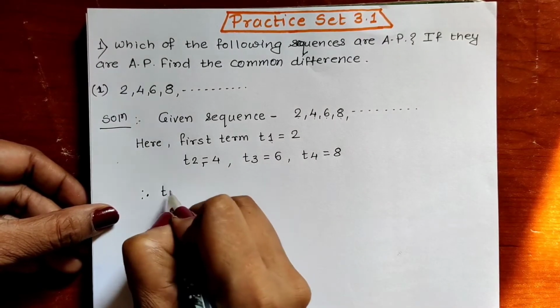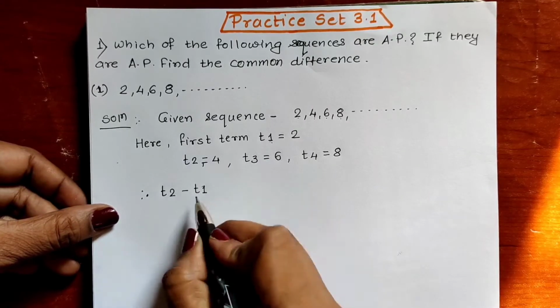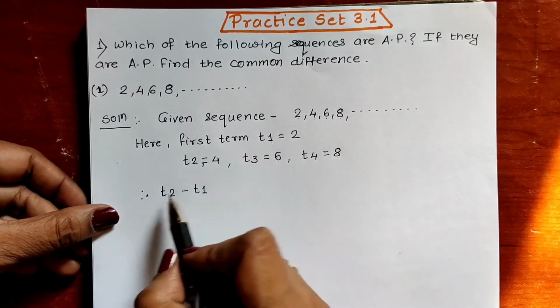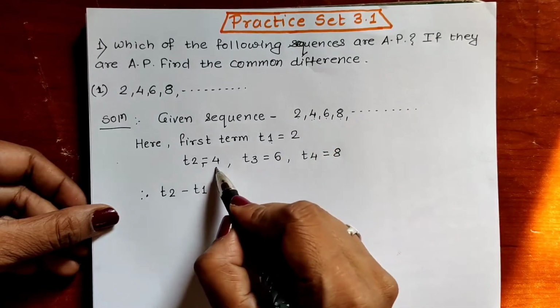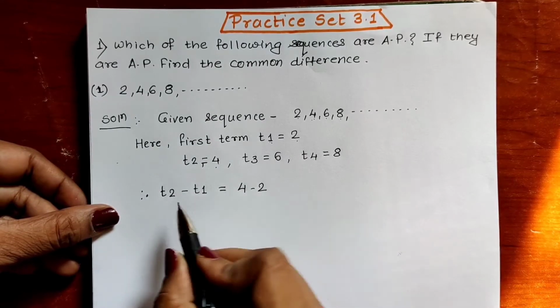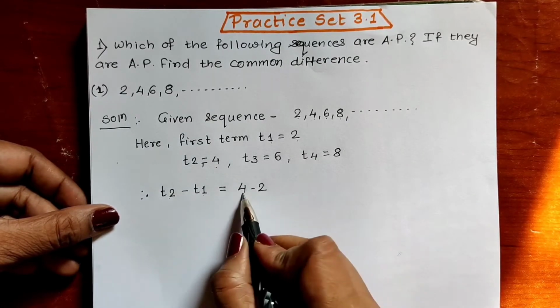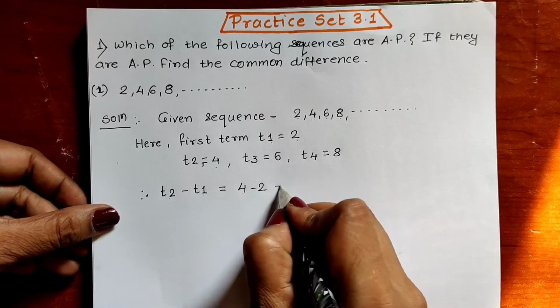We have to subtract T2 minus T1. That means first term subtracted from the second term. Second term is 4 and first term is 2. So that means 4 minus 2. Second term minus first term. Second term is 4 minus first term is 2. So 4 minus 2, answer is 2.